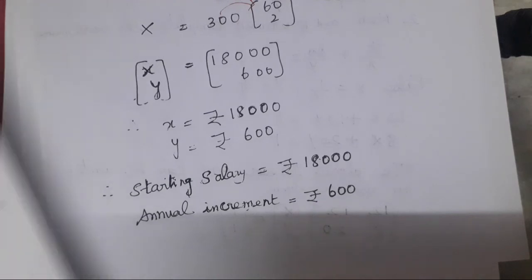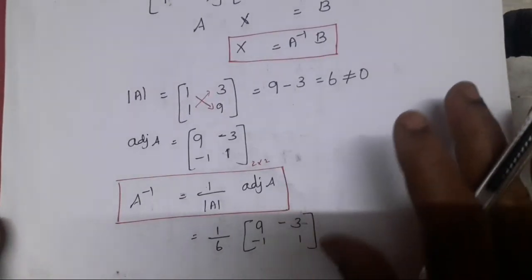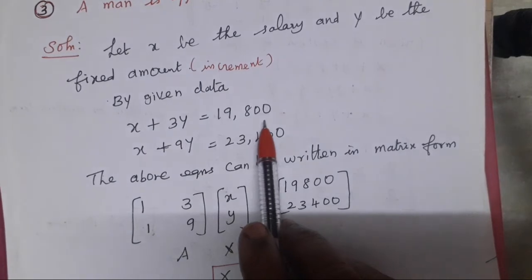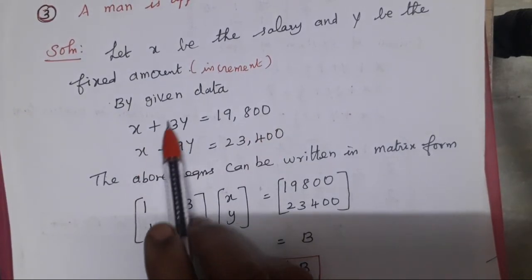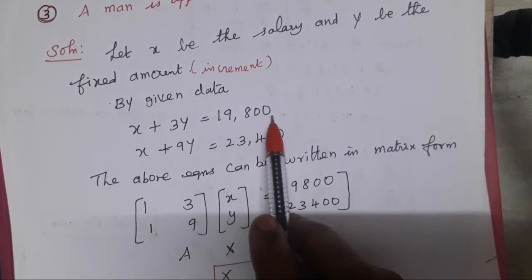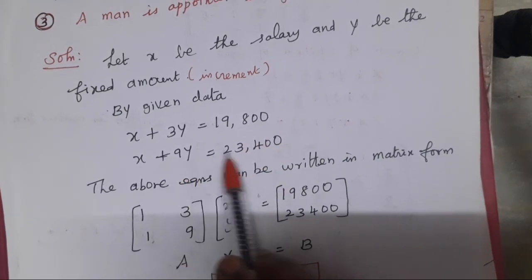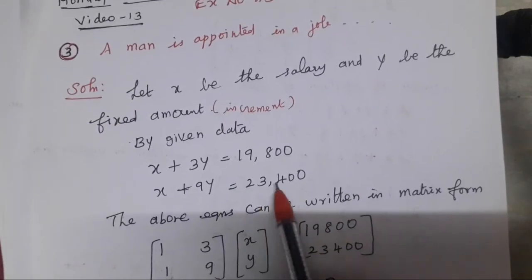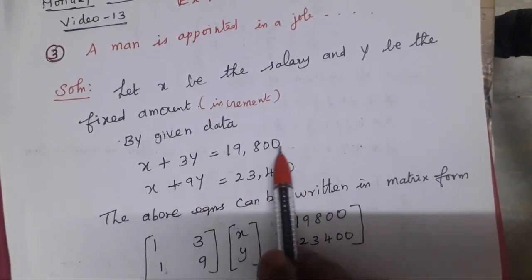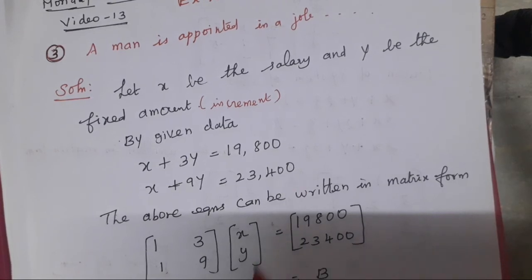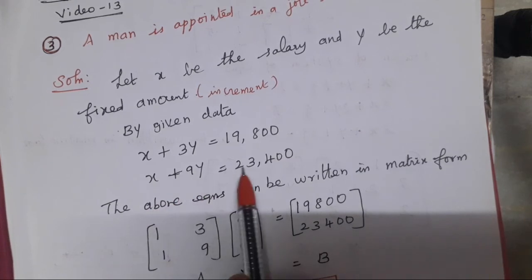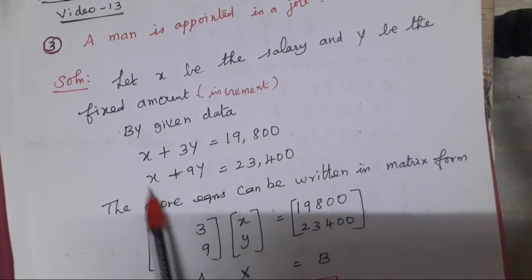The sum is very easy, but you understand it if you do it using the matrix inversion method. Read the question one more time and make the equation properly. After 3 years the amount is 19,800. After 9 years, the amount he gets from the fixed salary with the annual increment is 23,400. So if you take the linear equations correctly, you get the answer properly. So x plus 3y equals 19,800, and x plus 9y equals 23,400. These are the linear equations.